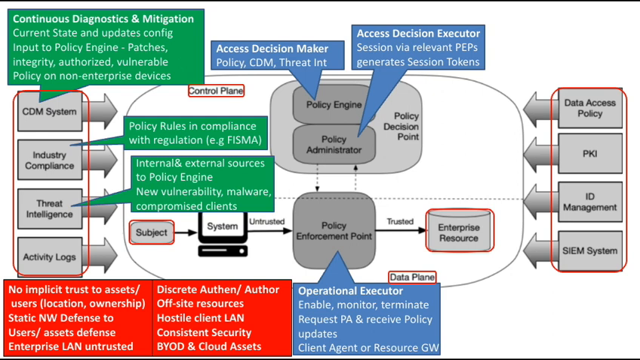Now the third component is the threat intelligence. It provides threat intelligence from internal or external intelligence sources to the policy engine with regards to new vulnerabilities, malwares, or compromised clients, so that the policy engine makes the rule in order to revoke the access from compromised clients.